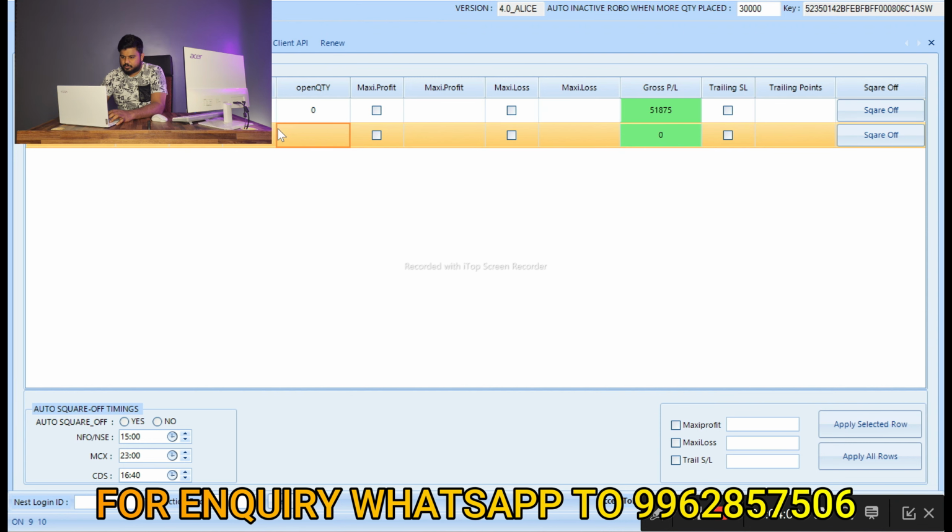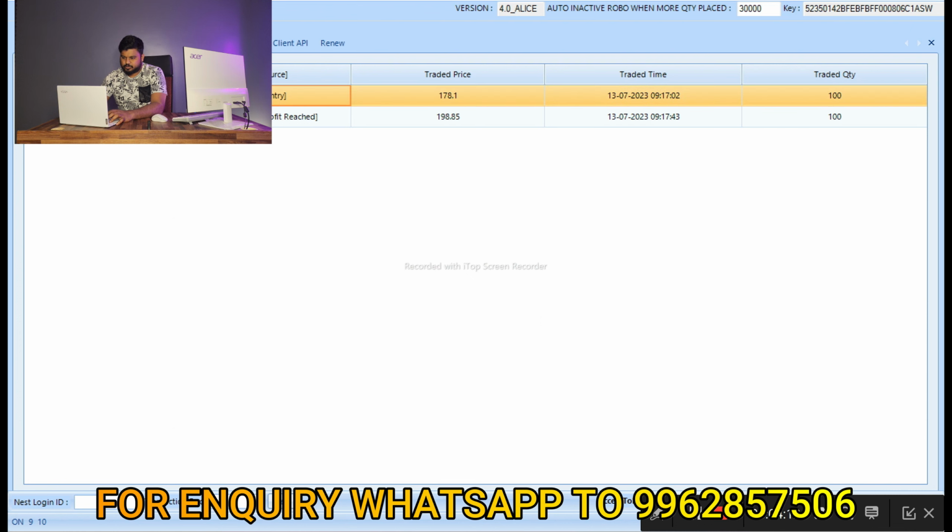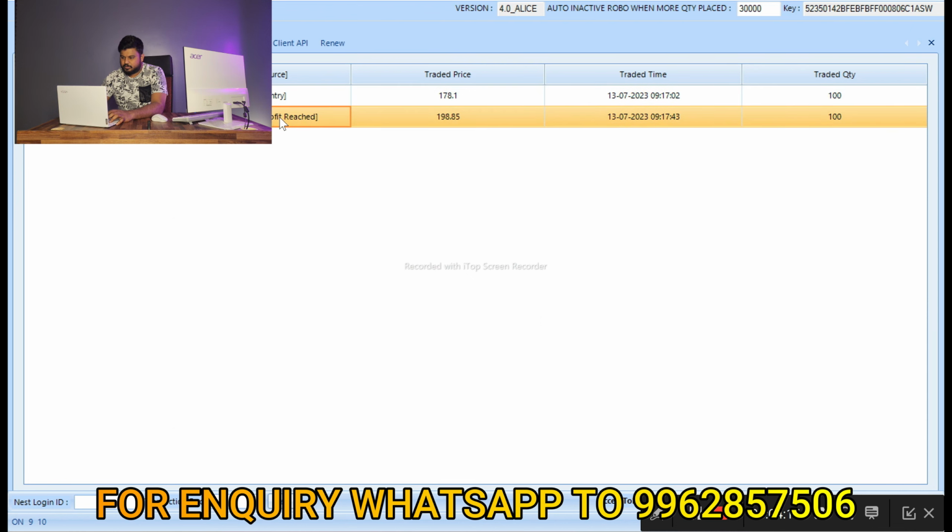So let's see the order book now. First, we bought the call option at 178.1917, then squared off at 198.85. So within 1 minute, we have completed our trade today. Today, our overall profit is 51,875.